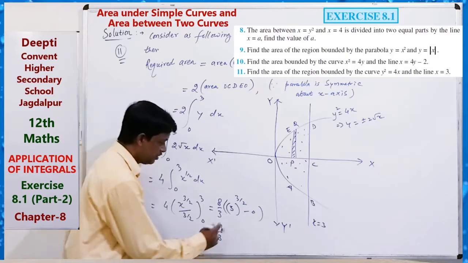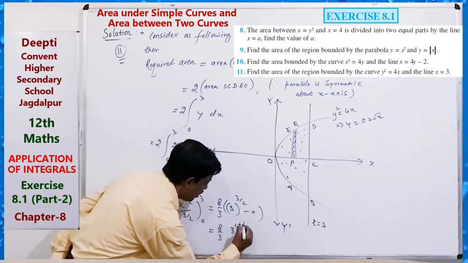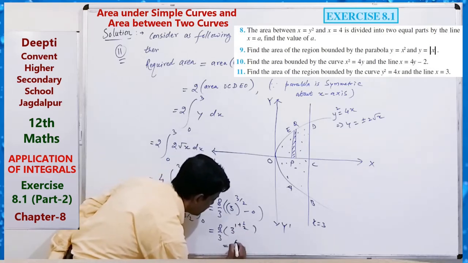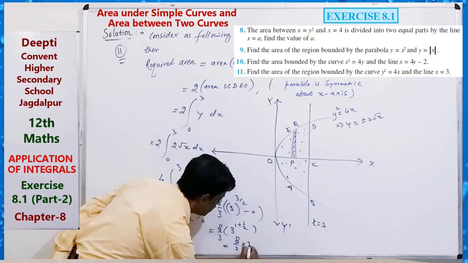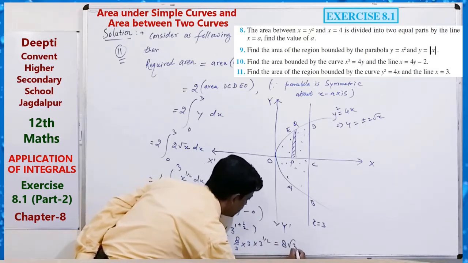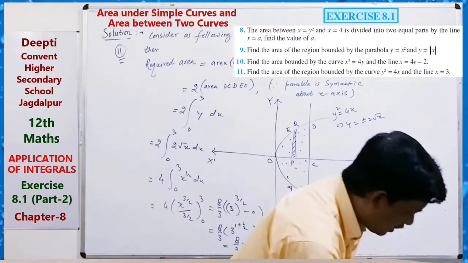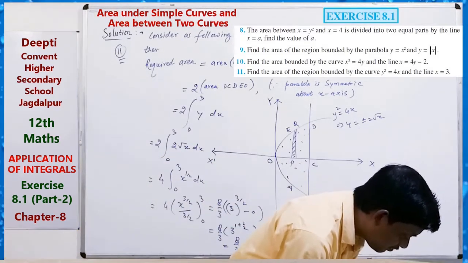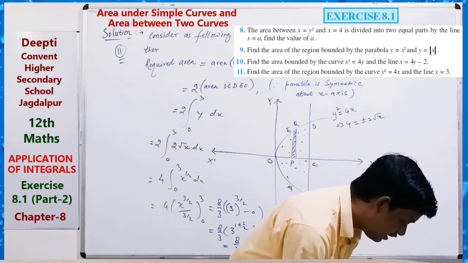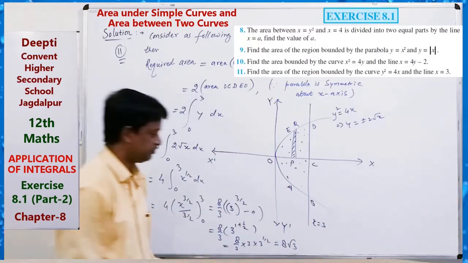So 8 by 3. Here we can write 3 power 3 by 2 means 3 into 3 power 1 by 2. So 8 by 3 into 3 power 1 by 2 means what? 3 cancels, 8 root 3. Okay, so the answer is 8 root 3. Clear? This is the answer.